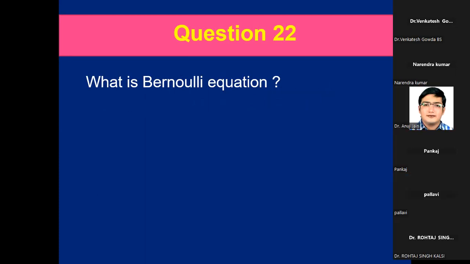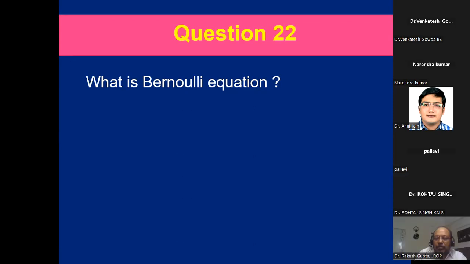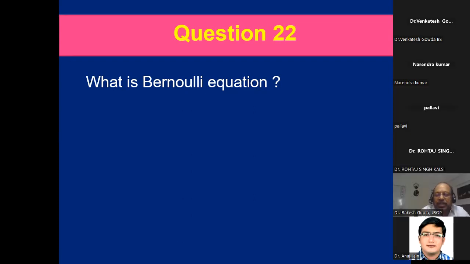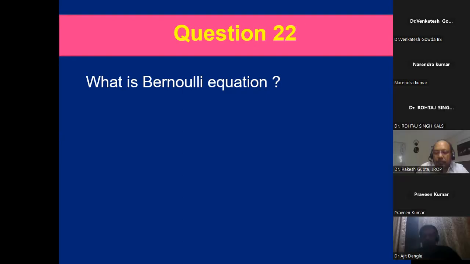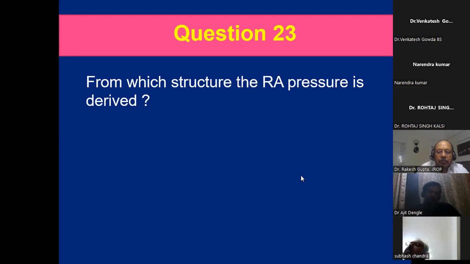Sir, it's 4 into velocity square. 4 into velocity square is the modified Bernoulli's equation. So if you have a velocity of 4 meters per second, you change it to a gradient using this equation. Is that clear?